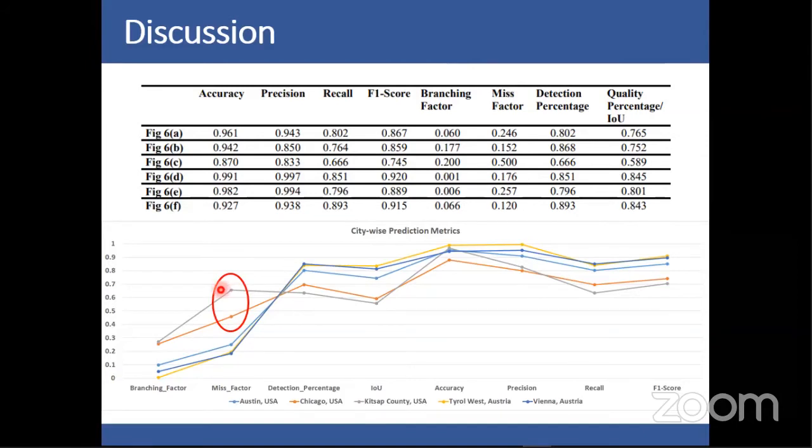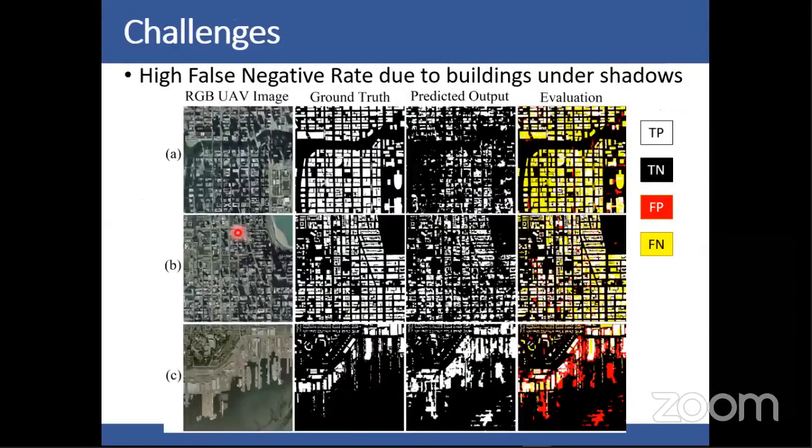So we identify a very prominent issue, a new issue that has not been identified before, which is basically if the buildings are under shadows. We address the issue that a shadowy area should not be misclassified as a building. However, our model faced a lot of challenges if a building was under a shadow.